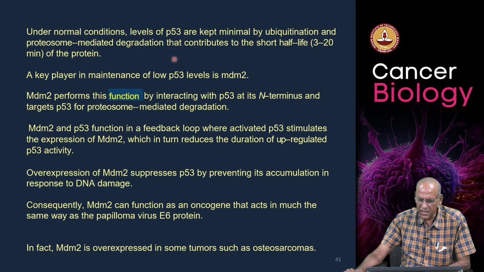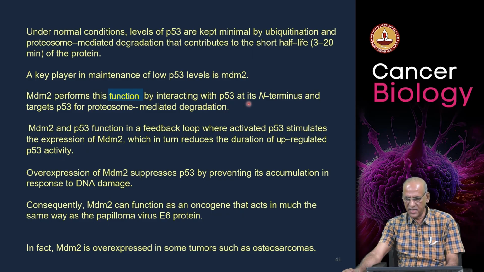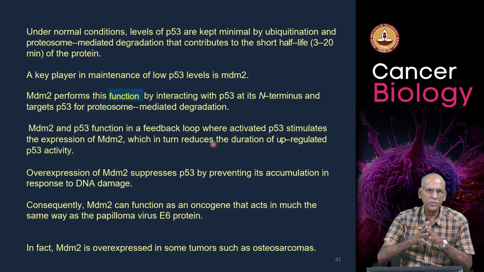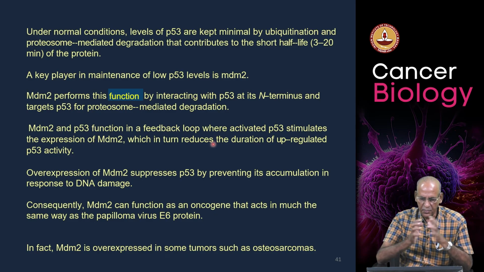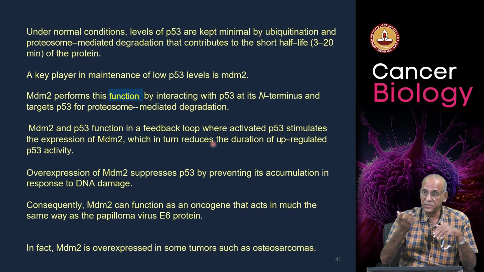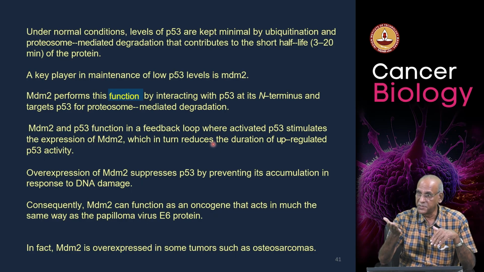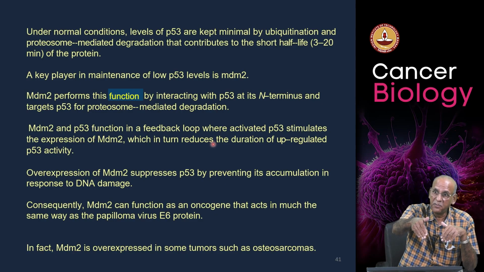Under normal conditions, levels of p53 are kept in check by ubiquitination and degradation with the help of MDM2. That is what I told you. MDM2 performs this function by interacting with p53 at its N-terminal end, and then it targets p53 for proteasome mediated degradation. That is the function of MDM2. MDM2 and p53 function in a feedback loop, where activated p53 stimulates the expression of MDM2. p53 is a transcription factor, and one of the transcripts that are formed is its own inhibitor.